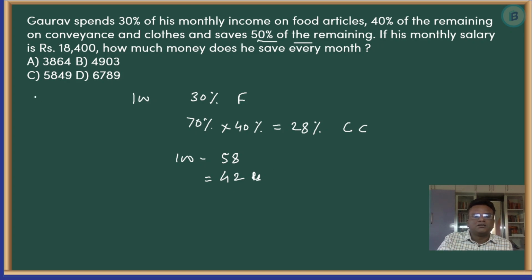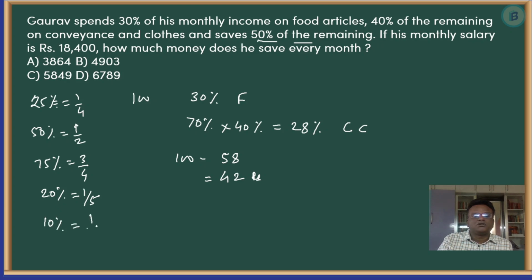So you know that 25% is equal to 1 by 4, 50% is equal to 1 by 2, 75% is equal to 3 by 4, 20% is equal to 1 by 5. It's always good to remember these fractions so that you can do your calculations fast. So here 50% of 42 is 21, which is half of 42. So 21% of his salary he is saving.